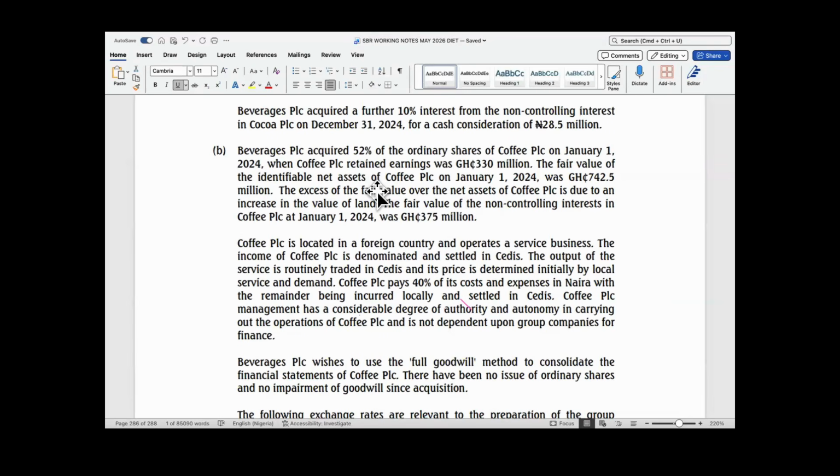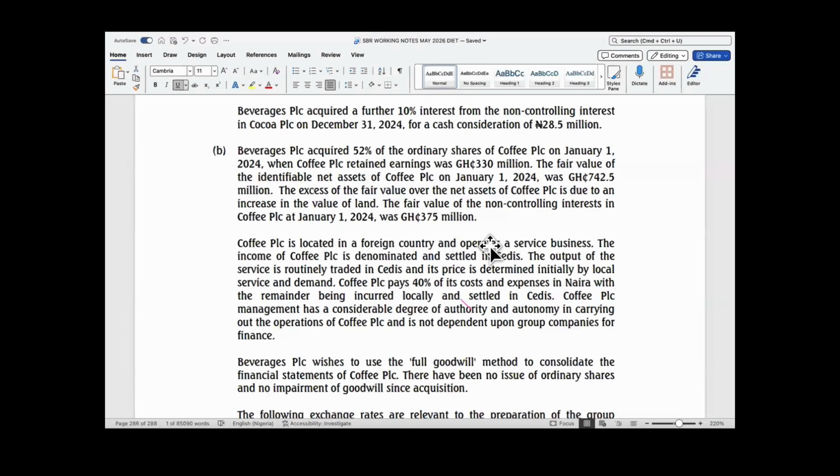And I was also given the fair value of the net assets of the foreign subsidiary at the date of acquisition, which is 742.5 million. And I was also told that the excess of the fair value over book value is due to an increase in the value of land. That means just like we did for additional information A, there will be a balancing figure relating to land, which is the fair value of land. Additionally, I was told that the fair value of NCI in Coffee at January 1st, 2024 is 3.5 million.